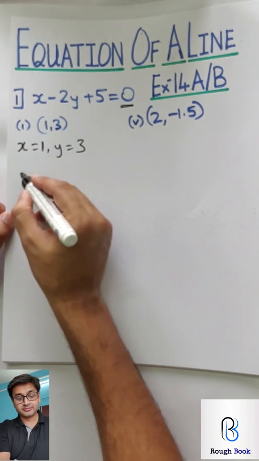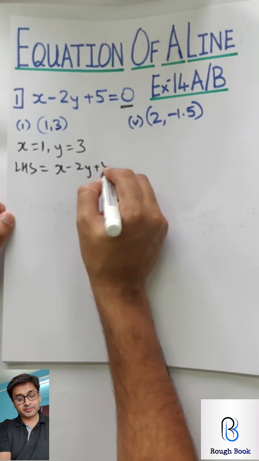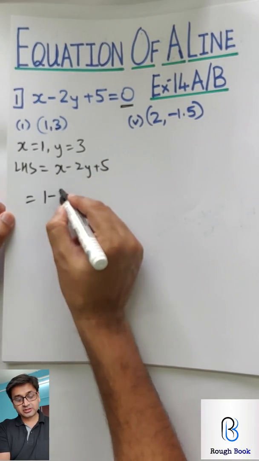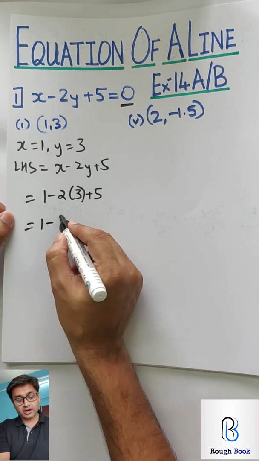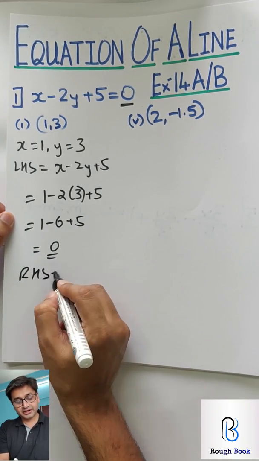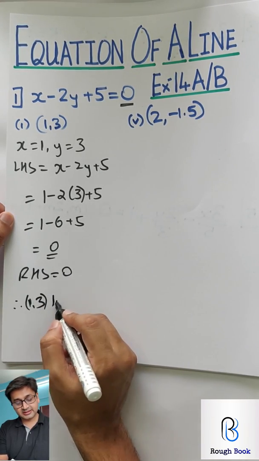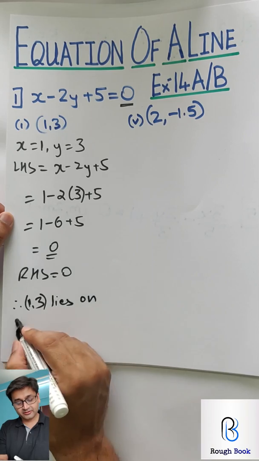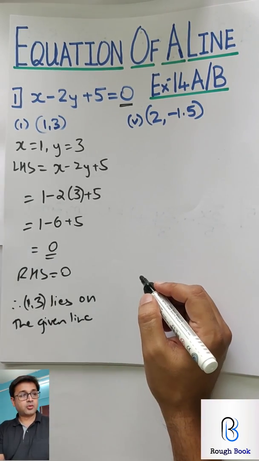Come on. y is 3. So LHS, x minus 2y plus 5. So x is 1, 2 into y is 3, plus 5. So I get 1 minus 6 plus 5, which is equal to 0. RHS also 0. Therefore (1, 3) lies on the given line. Are you getting it? How to go about it? Was it simple?